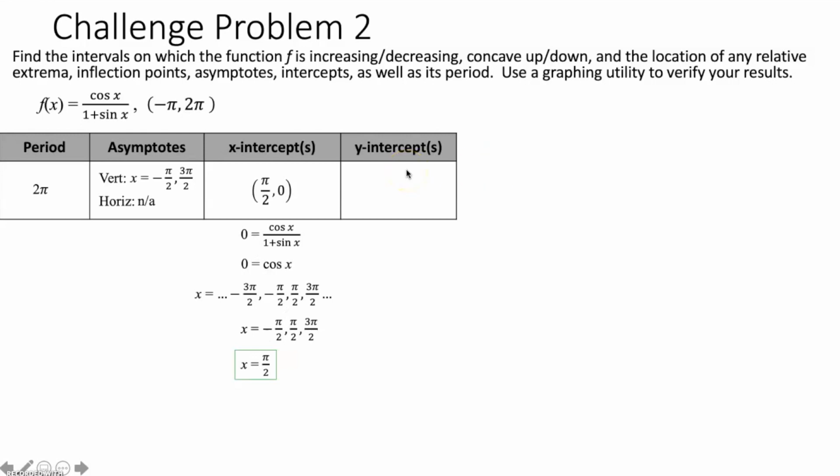To figure out y-intercepts, you plug in 0 for x and you solve for y. So we plug in 0 for x here. Cosine of 0 we know is 1. Sine of 0 we know is 0. So we end up getting 1 over 1, which is 1. Meaning that this function on this given interval is going to have a y-intercept at 0 comma 1. Now we can confirm all of this with our graphing calculator.